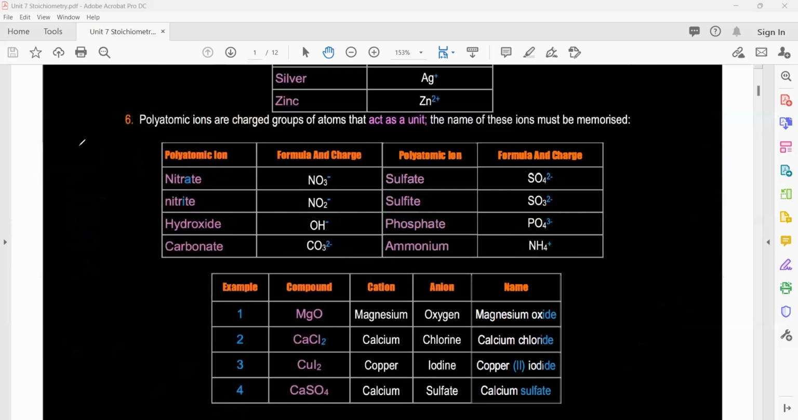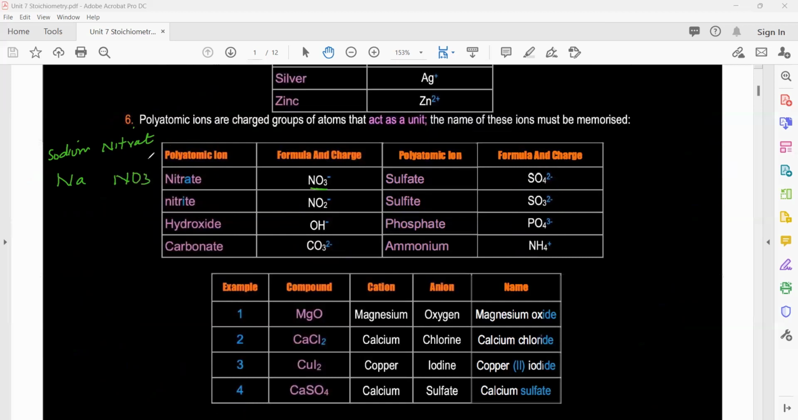For example, if in the exam I write, write the formula of sodium nitrate, you know that there are two things: sodium, and nitrate, which is what? NO3.